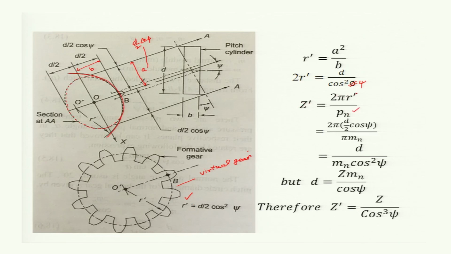by z dash = 2 pi r dash divided by Pn. Substituting the value of Pn and R dash, we get Z dash = D divided by Mn cos square psi. But D, the pitch diameter of the actual gear, is given by number of teeth on the actual gear times Mn divided by cos psi. Now substituting this, we get Z dash, the virtual number of teeth on a virtual spur gear. The virtual spur gear is Z divided by cos cube psi, and that will be more than the actual one.